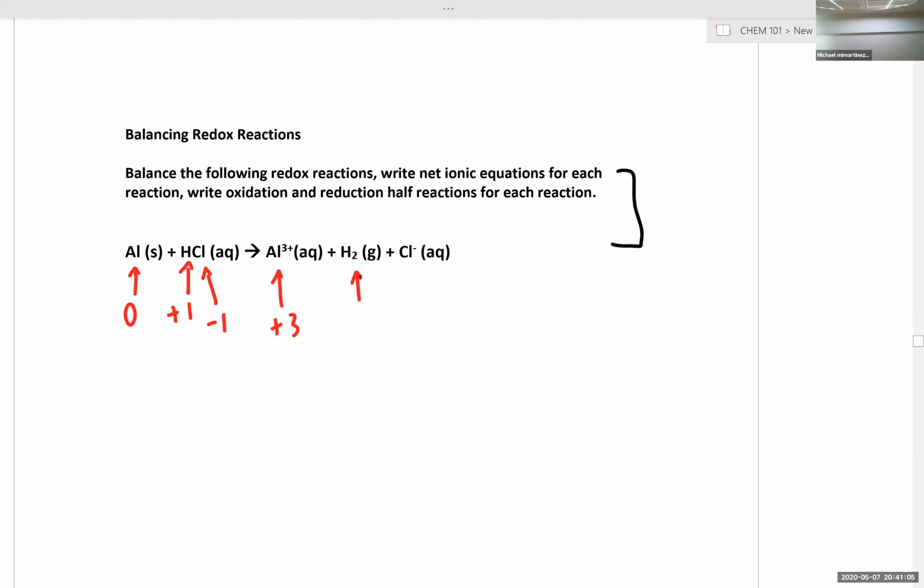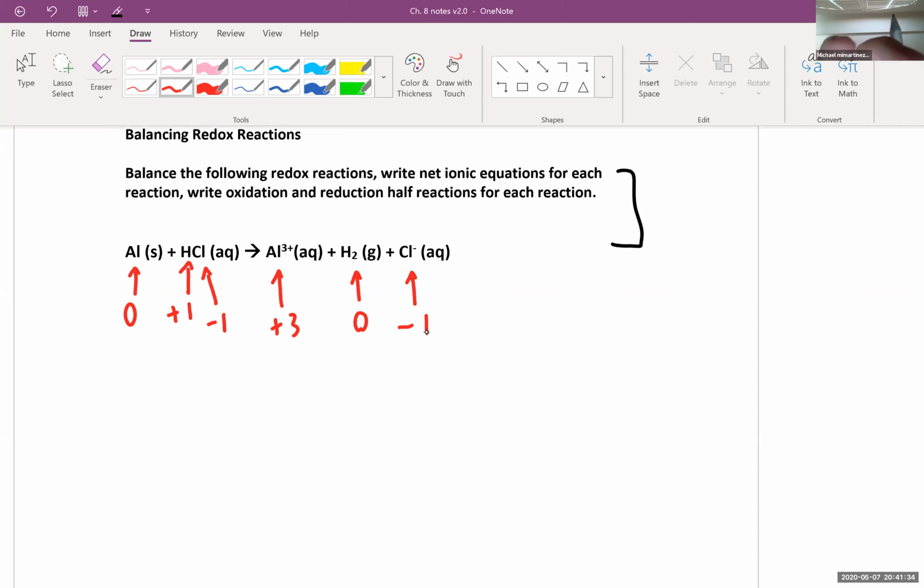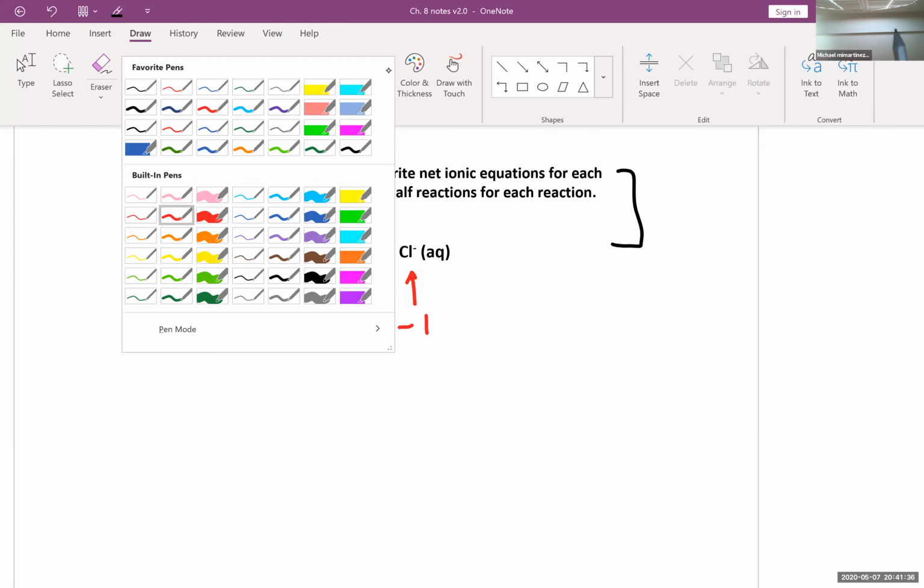Finally, what's the oxidation number of pure elemental hydrogen? Wow, everyone's so fast. The moment I drew the arrow, the responses were already in the chat. Yep, for a pure element, the oxidation number is 0. Okay, what about chloride? What's the oxidation number of chloride? -1, right? For most cases, if you're just looking at a monoatomic ion, the oxidation number is equal to the charge.